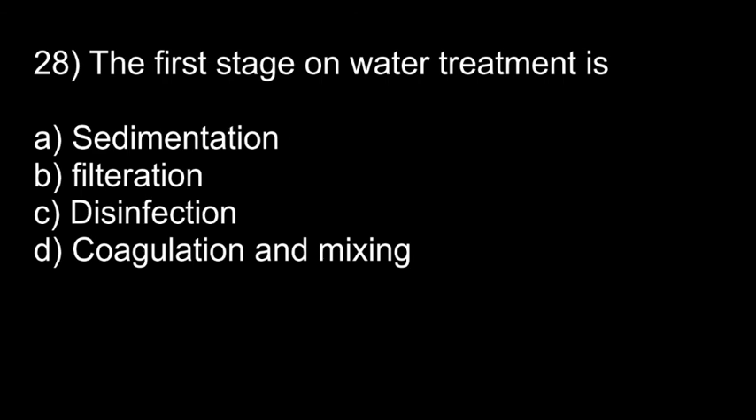Next question. The first stage of water treatment is: option A, sedimentation. Option B, filtration. Option C, disinfection. And option D, coagulation and mixing. The water treatment includes many steps. The first stage is screening, the process of removing large sized particles. The velocity of flow should not be greater than 0.75 to 1 meter per second. The first stage also includes sedimentation, so particles settle down as a result of the action of gravity and forces. Settlement of particles is directly proportional to temperature.